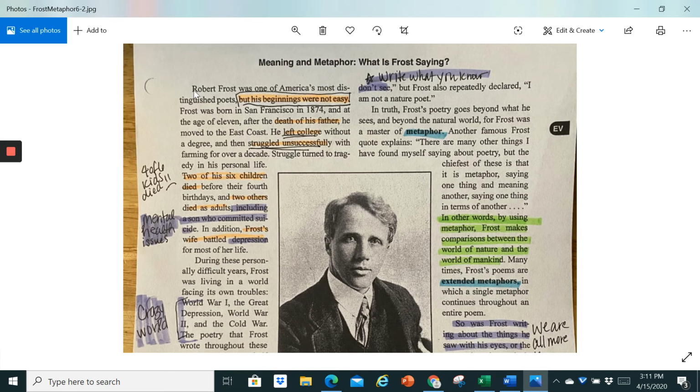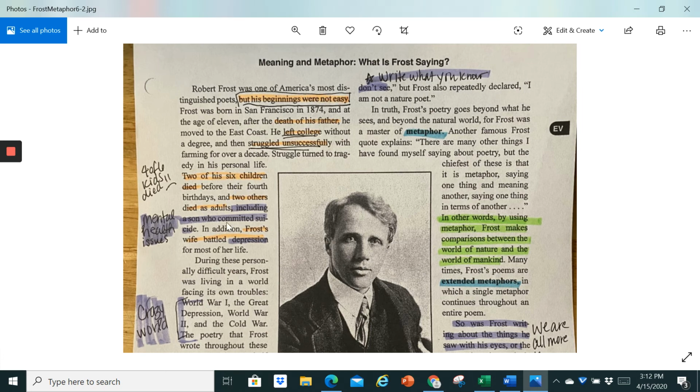So if you look at this first sentence, Robert Frost was one of America's most distinguished poets, but his beginnings were not easy. Now, a lot of you as writers will just stop there because you've said what you want to say. Okay, he was a great poet, but his early life was kind of tough. If we stop there, there's no proof. So as a writer, you're going to want to continue and give us the details and prove to us that his beginnings were not easy.